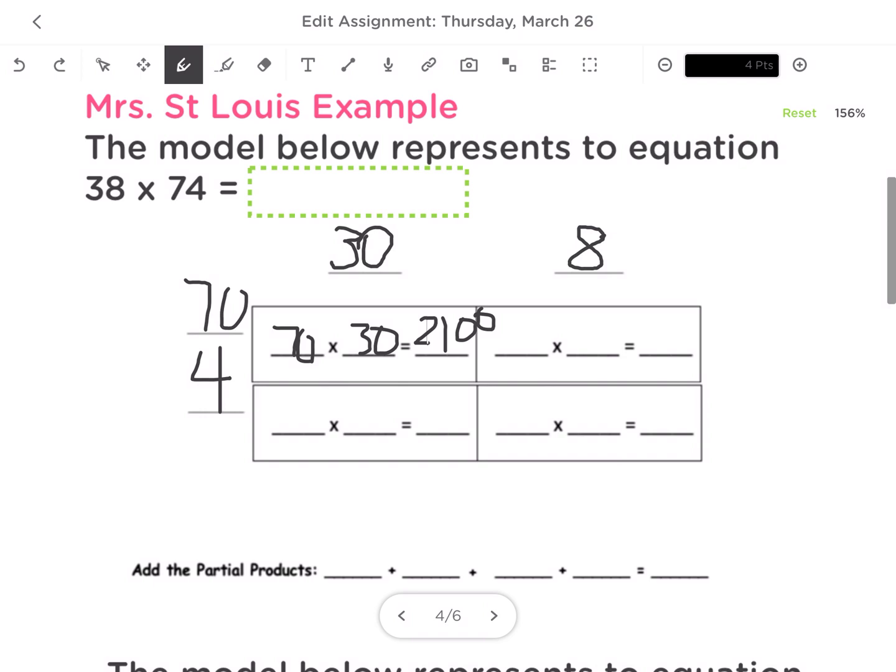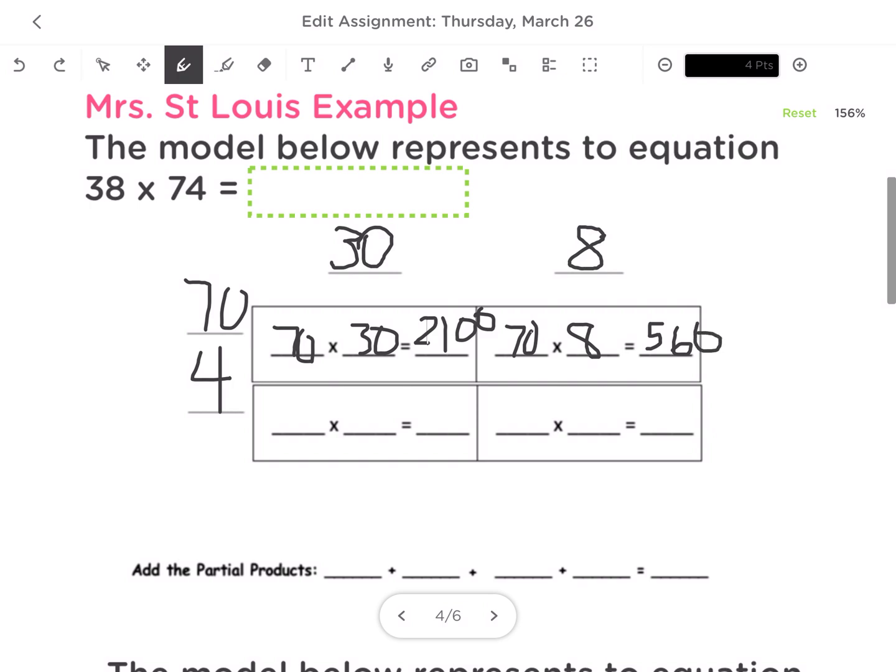Okay, so now for the next box, we're going to stay on that top row, so we're still going to use that 70, and then we're going to be multiplying with the 8 because the 8 is over that box there. So I'm going to be doing 70 times 8. Again, this looks hard, but if you know what 7 times 8 is, which is 56, and then you look to see how many zeros are on your numbers, there's only 1 there within that 70, so you just add 1 zero to your answer.